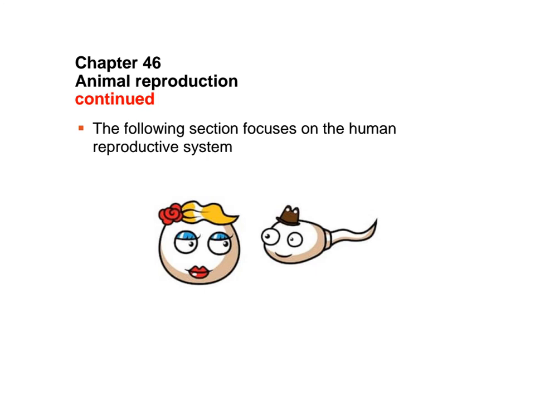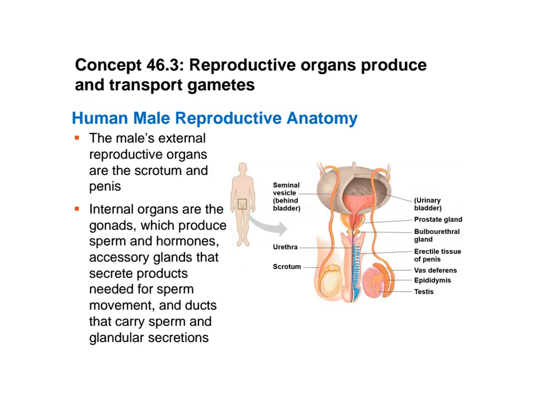This is our second and final chapter on animal reproduction. In the last lecture, we looked at reproduction in general. This time we're going to focus in on human anatomy as well as gametogenesis. We'll start with the male reproductive anatomy.